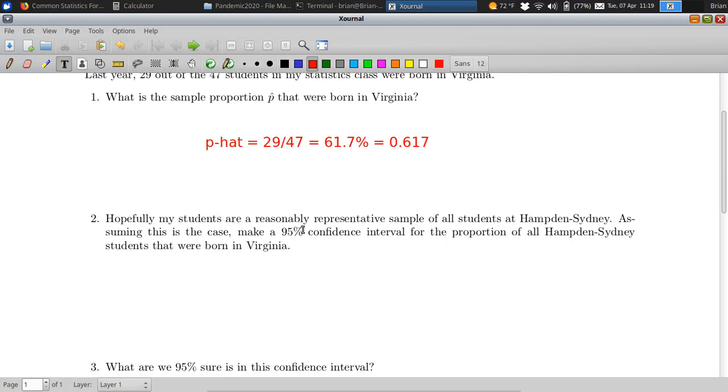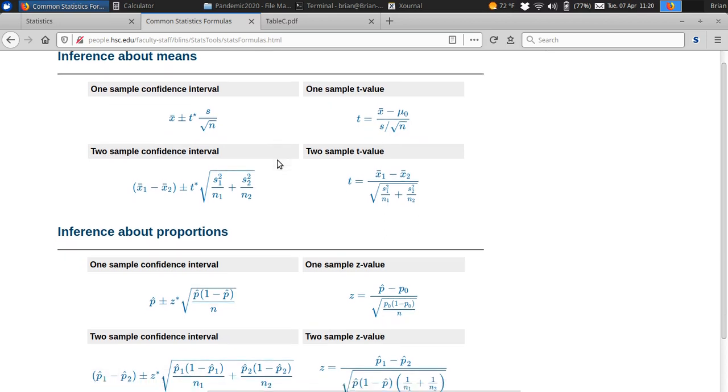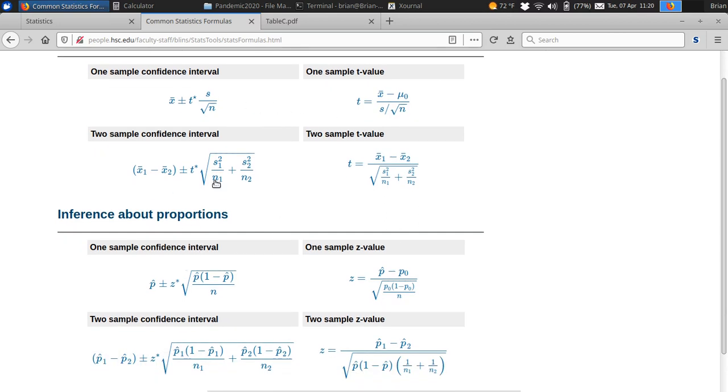I say, hopefully this class is reasonably representative. In other words, hopefully this class isn't a biased sample of Hampton-Sydney students. I can't think of any reason why it would be, so I'm going to go ahead and make a 95% confidence interval for the true population proportion. The formula for that, you can find it on the Common Inference formula sheet, this interactive formula sheet I have on my website. We're doing inference about proportions, and this is the confidence interval for proportions formula. It's the one with the plus and minus sign. It's one sample because I've got my one class of students.